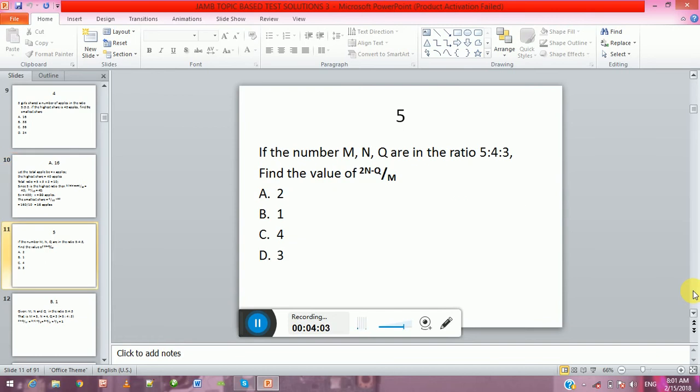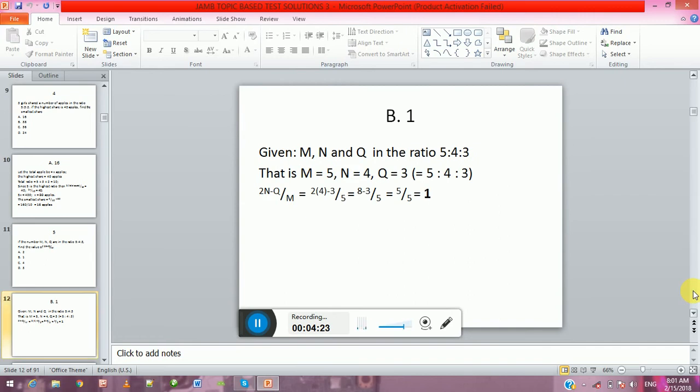Now, if the numbers m, n, q are in the ratio 5:4:3, find the value of 2n minus q all over m. A. 2, B. 1, C. 4, D. 3. Given m, n, and q in the ratio of 5:4:3. The answer is B, 1. But how did we come about 1?